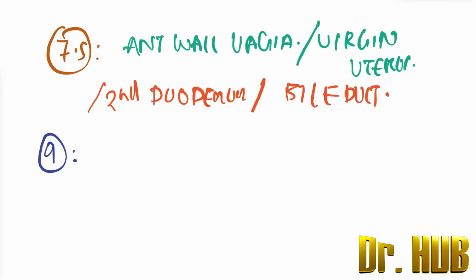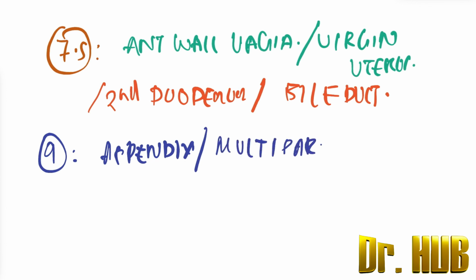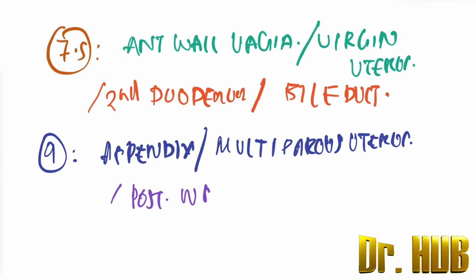Then we look at 9 centimeters. In 9 centimeters there is the appendix. There is also the multiparous uterus, as well as the posterior wall of the vagina. So all this is 9 centimeters.